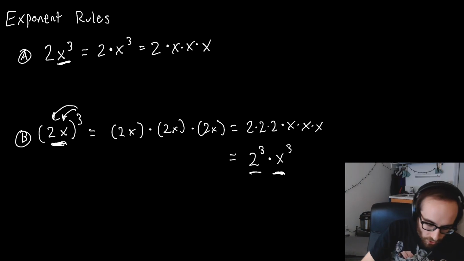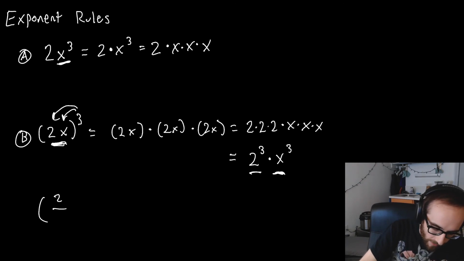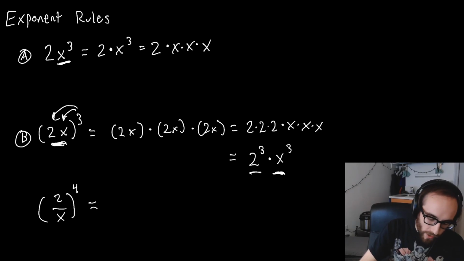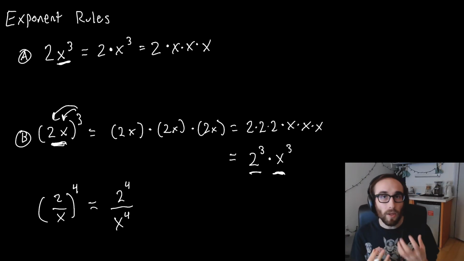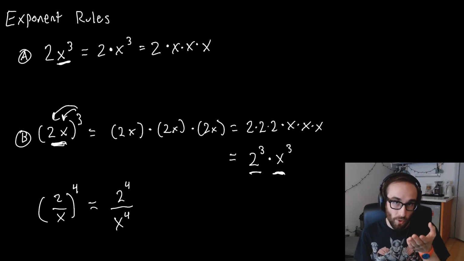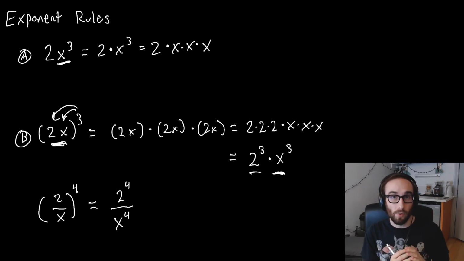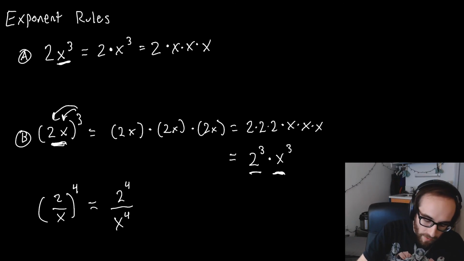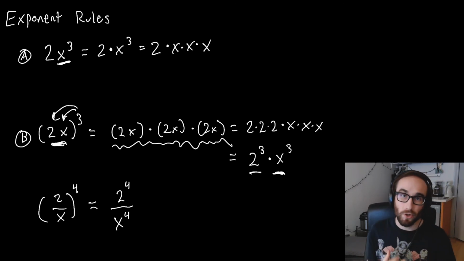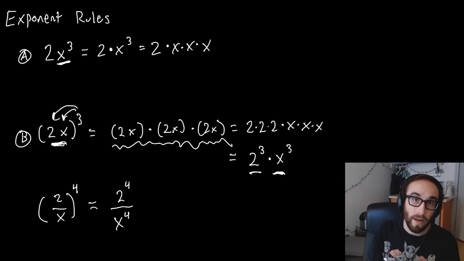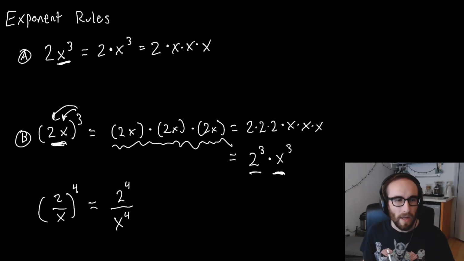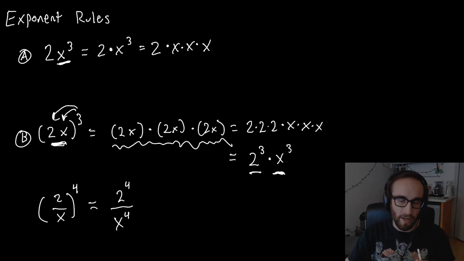We can also do this with division. If we had 2 divided by x to the fourth power, for example, we could rewrite that as 2 to the fourth power divided by x to the fourth power. So we can apply the exponent to both the 2 and the x, numerator and denominator, because we're multiplying the numerator 4 times and we're multiplying the denominator 4 times if we write it in expanded form. I suggest using expanded form if you're ever confused or unsure about what to do when we're simplifying expressions like these. Okay, next I want to take a look at a few examples of solving or simplifying expressions with exponents.